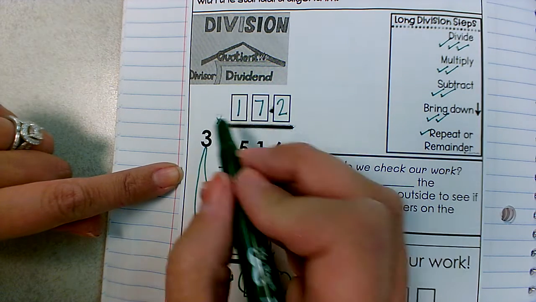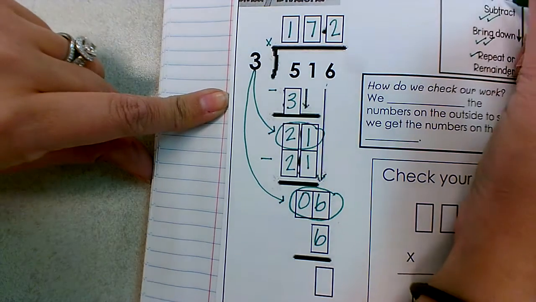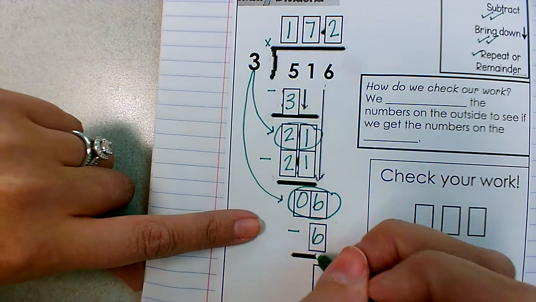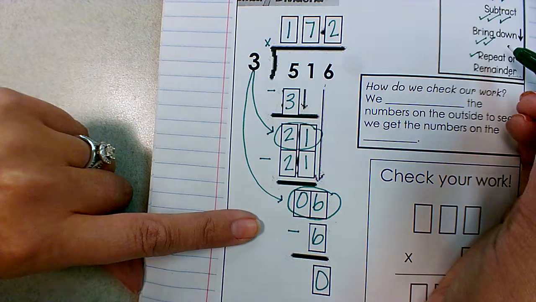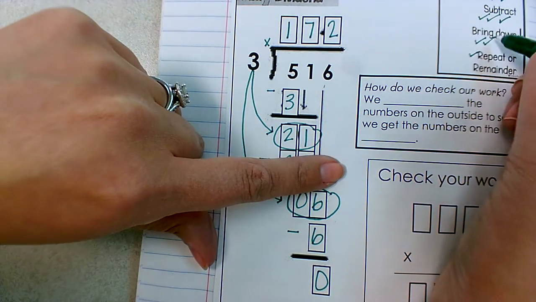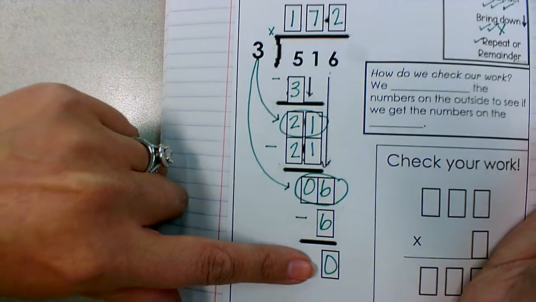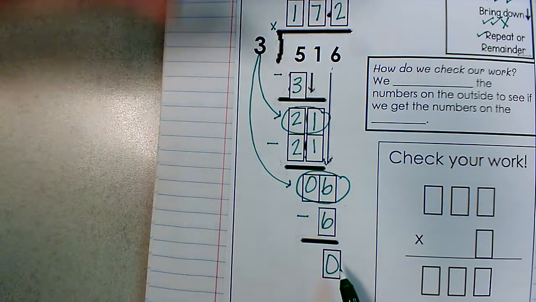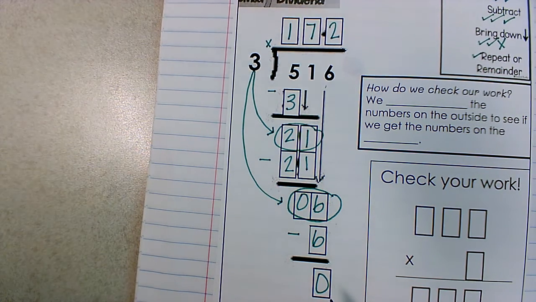Now I'm going to multiply. 2 times 3 equals 6 down below. I'm going to check off my multiply. My next step is to subtract. 6 minus 6 equals 0. I'll check my subtract. My next step says to bring down, but friends, we brought everything down, so I don't do that step. And I can repeat or remainder. Are there any more left to pass out? Nope. Are there some left that didn't get in a group? No. So my answer, my quotient, is 172.